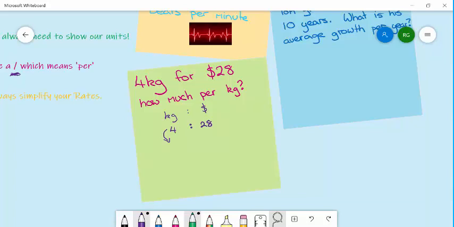Now, we need to simplify that. And we can see that a common factor is 4, so we can divide both sides by 4. And we're going to find that we get 1 kilogram is $7, or $7 per kilogram. So we can write that as $7 per kilogram. And that kind of makes sense, because by the time we multiply that back out to get 4 kilograms, it's going to cost us $28.